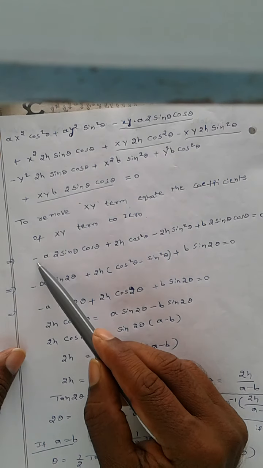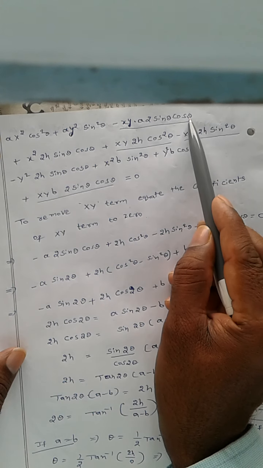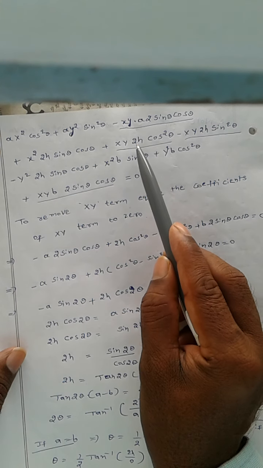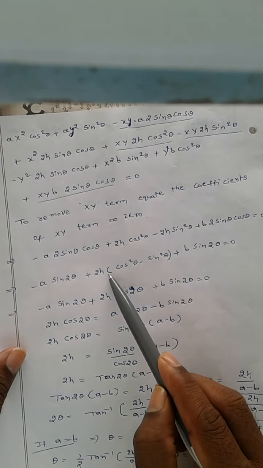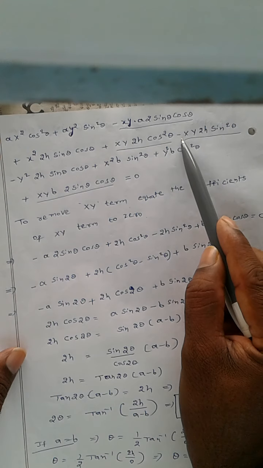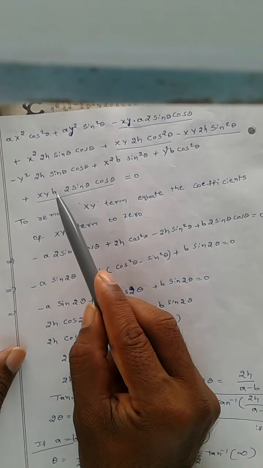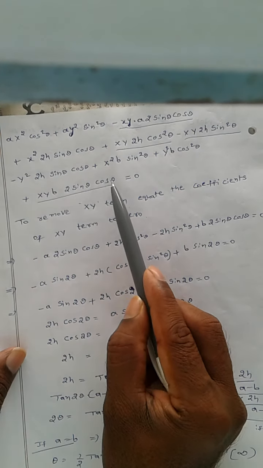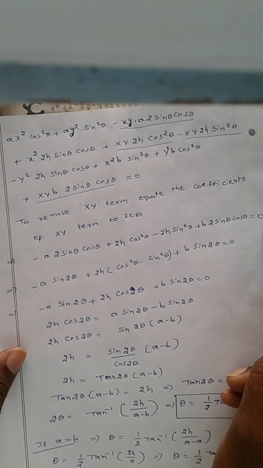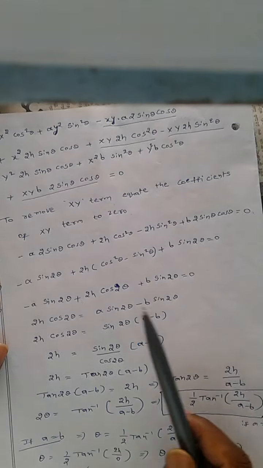Okay. So minus a into 2 sin theta cos theta plus 2h into cos square theta minus 2h into sin square theta. Next plus b into 2 sin theta cos theta is equal to 0. Understood, all of you? Yes.